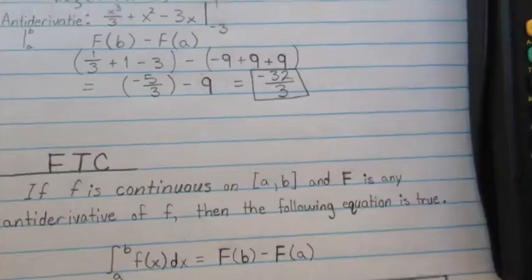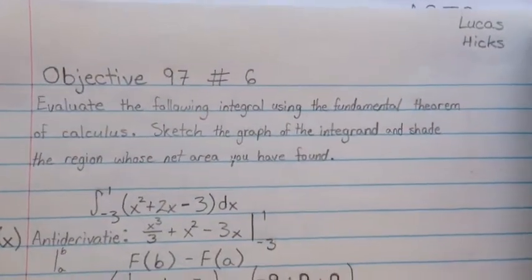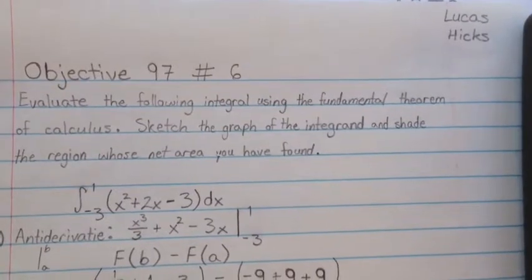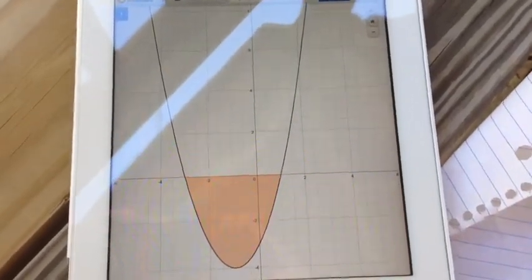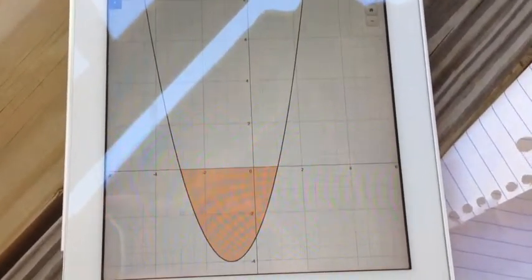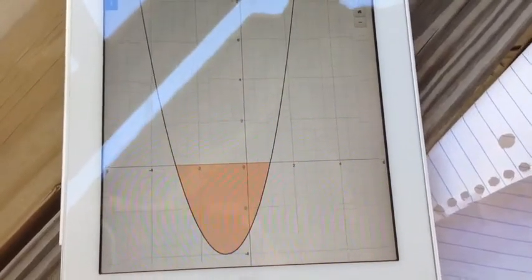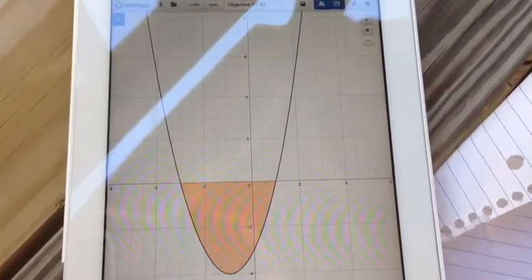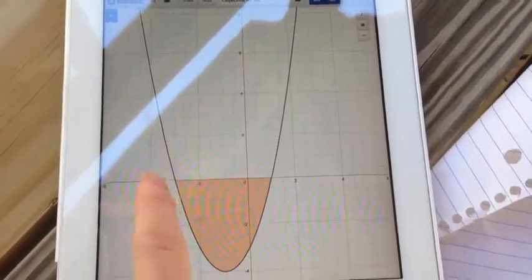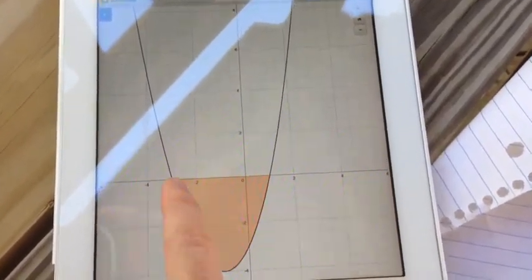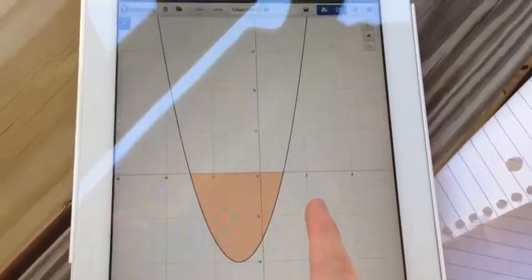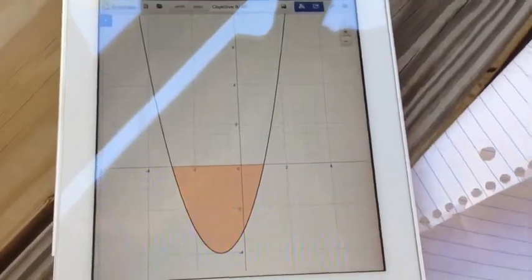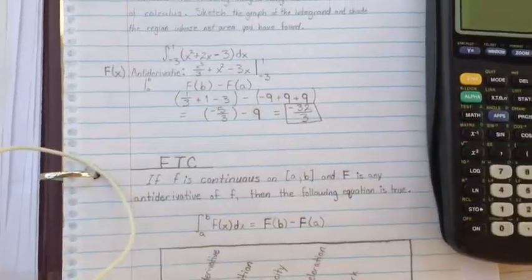Sorry about that. So the second part, it says, now sketch the graph of the integrand and shade in the region whose net area you have found. I did this on, alright, I got this thing pulled up. It wasn't coming up before, but now it is. There's that function, the original function, not the antiderivative, but the original function, from that point there, the -3 to 1, and that's the shaded area that we would get. So that's this problem, and I think I did it in 5 minutes.